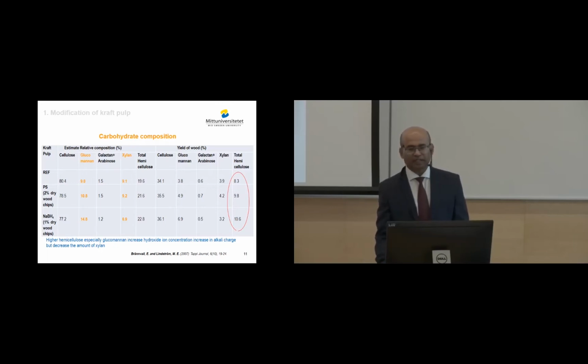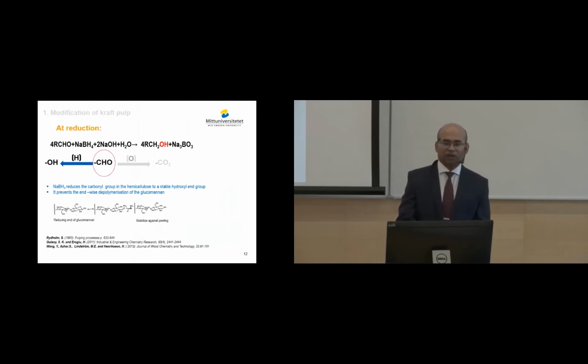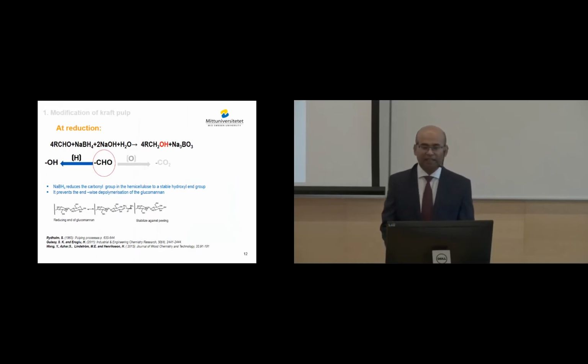If we go back a little bit to the chemical structure, it's not my task to study and discuss it in detail here, but I can focus. Sodium borohydrate is a very good reducing agent, and it reduces the carbonyl end group in the hemicellulose to a stable hydroxyl end group. Actually, it prevents endwise depolymerization of the glucomannan, so it is stabilized against peeling. That has been studied a lot from 1965 until now.